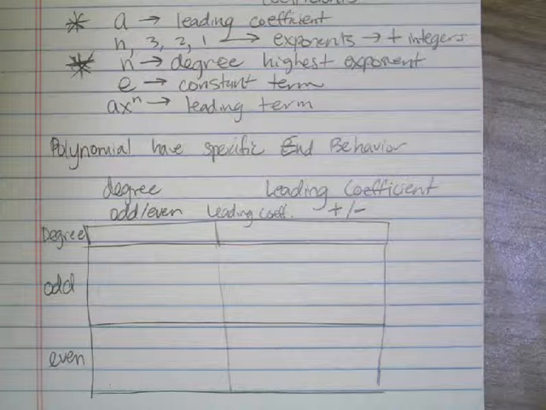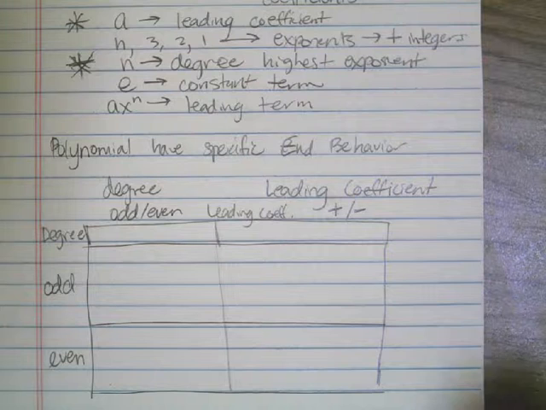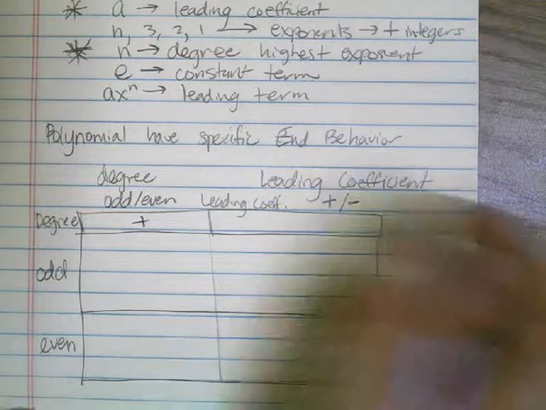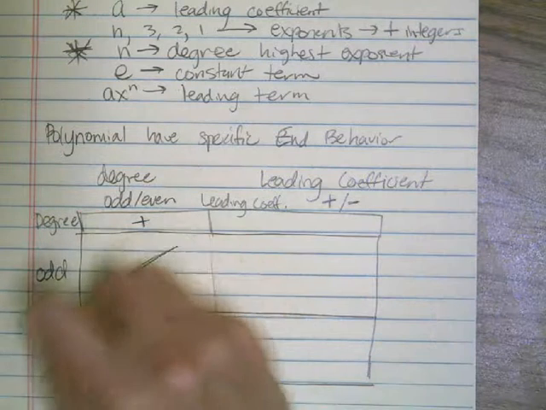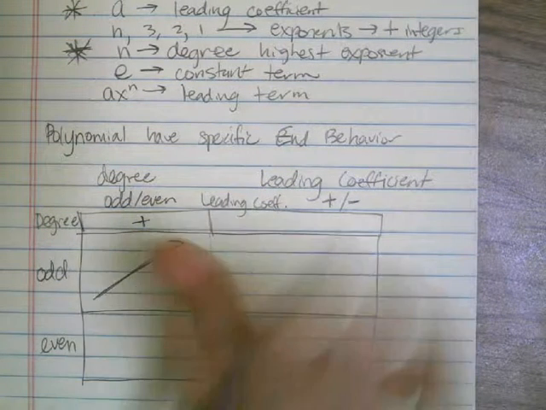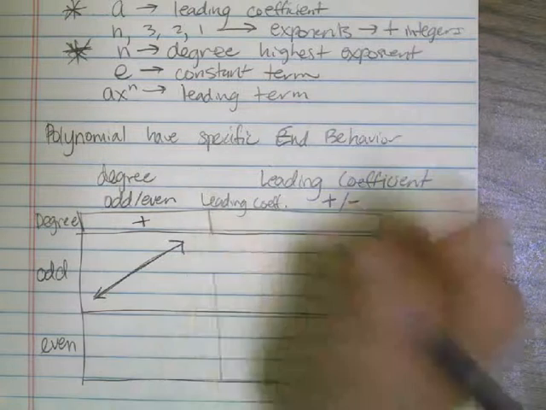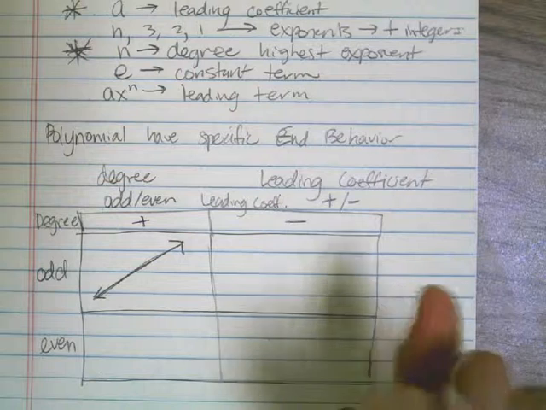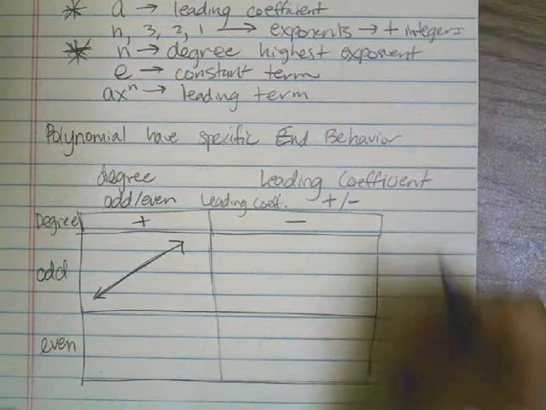So if the degree is odd and the leading coefficient is positive, it looks like a line that has an upward slope, so like this. If the degree is odd and the leading coefficient is negative, what do you think it's going to look like? Instead of a line that's going up, it'll look like a line that's going down. Good.